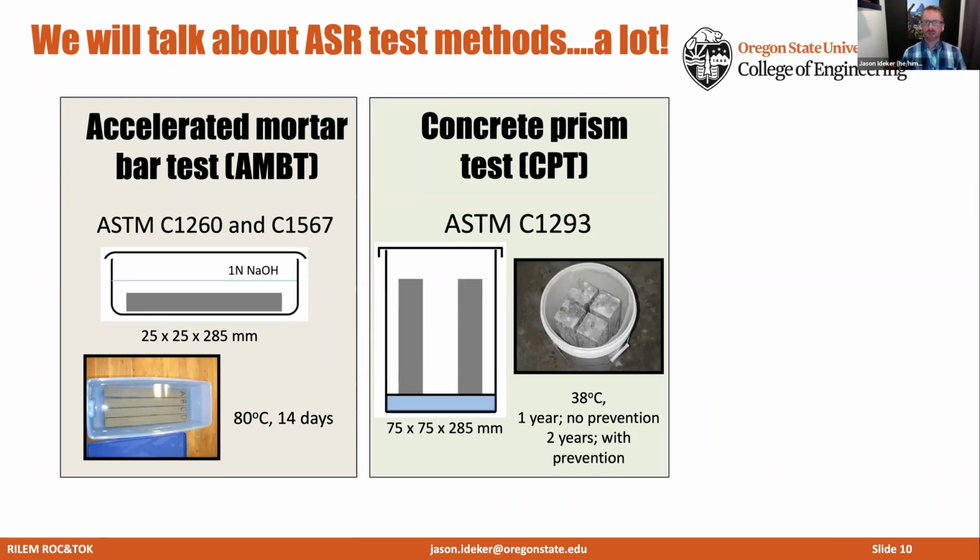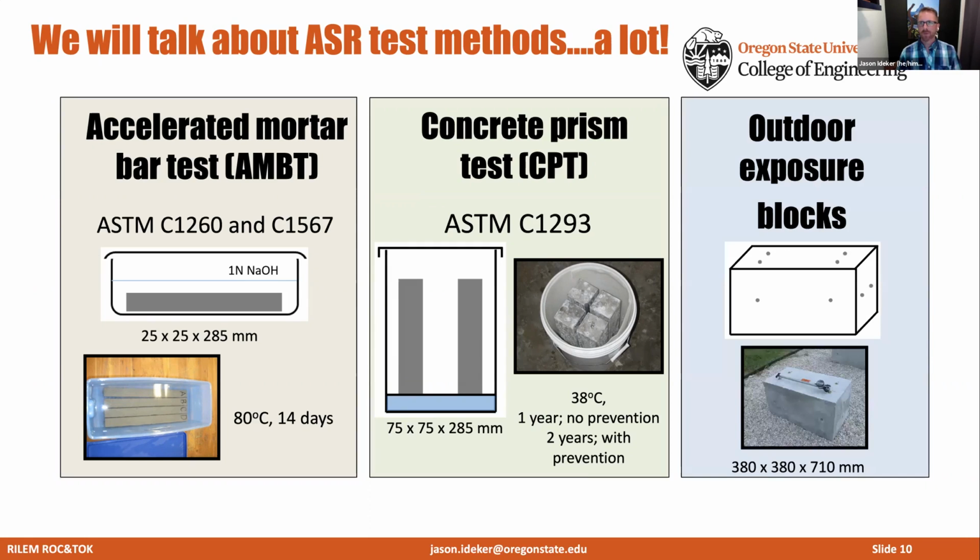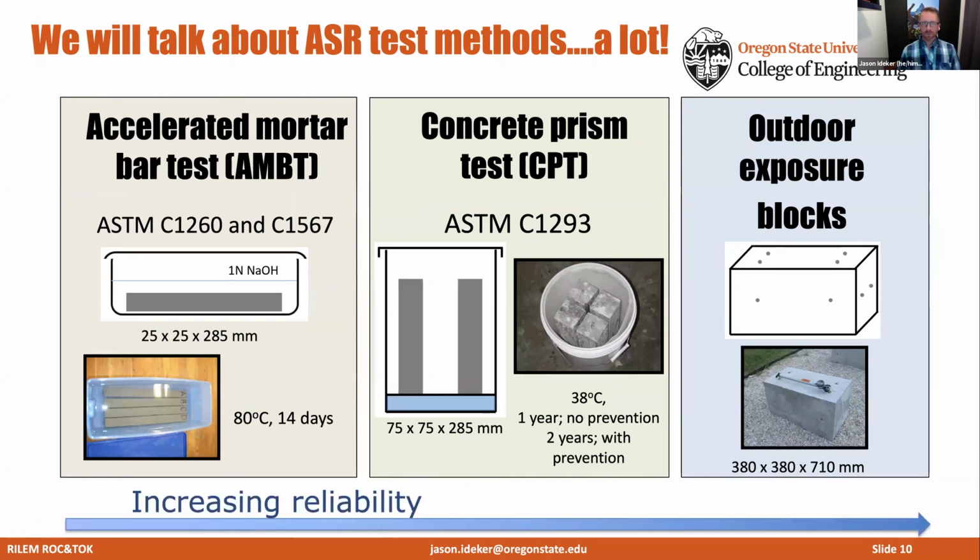In a concrete prism test, we go to a slightly larger cross section, so now 75 by 75 millimeters, but the same length. This is run at 38 degrees Celsius for a period of 1 year if we're just assessing aggregate reactivity, 2 years if we are assessing any prevention methods. And then we also use outdoor exposure blocks, mainly to benchmark against our accelerated laboratory test methods. So, of course, as we move from these smaller size prisms all the way to outdoor exposure blocks, and certainly even looking at a field structure, you get increasing reliability, but you also get an increasing test duration.